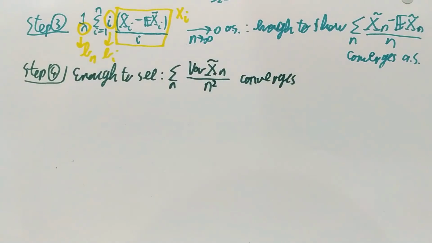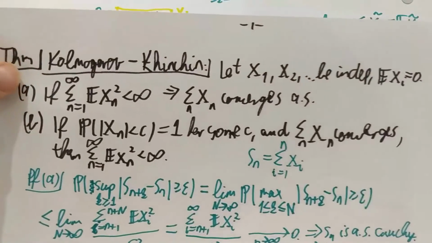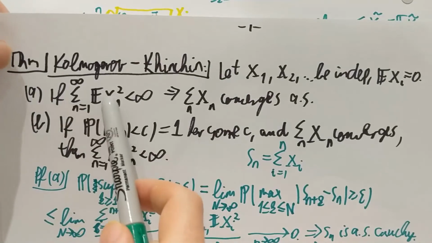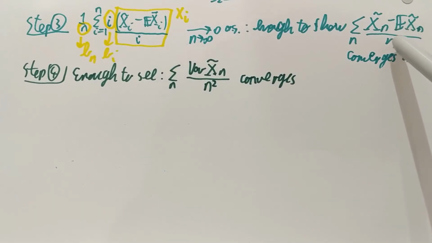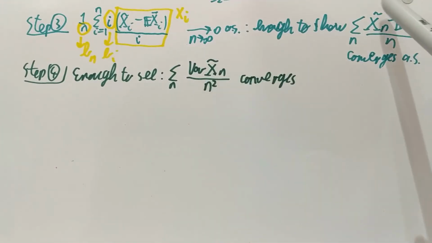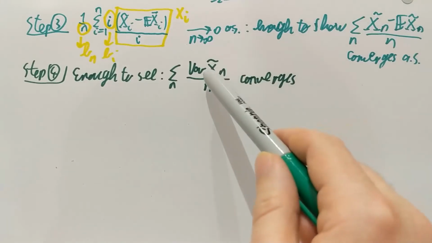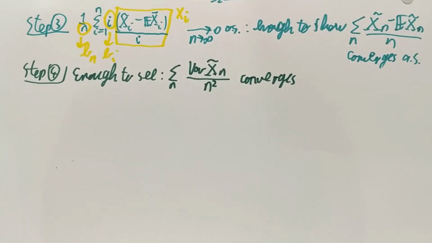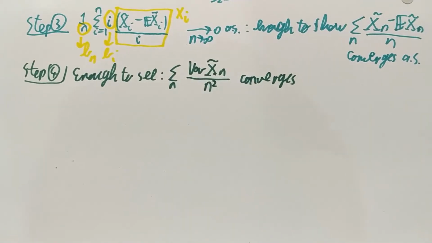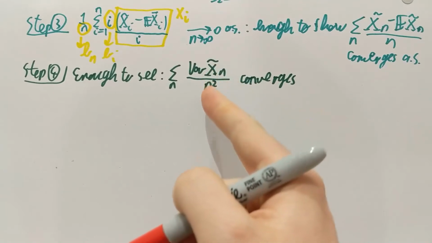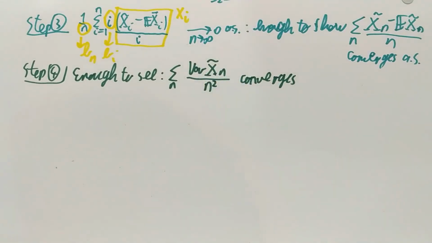Okay, so again, Kolmogorov-Khinchin, if the sum of the second moments converges. Now, what is the second moment of this thing? The second moment brings out a square out of this n, and the second moment of anything centered is its variance. So that's how I get the condition that I need to see that the sum of the variances over n squared will converge. Okay, so that was step 4. And finally, step 5 is to actually show this. We're going to go through step 3, step 2, step 1 backwards, and that will prove the theorem.